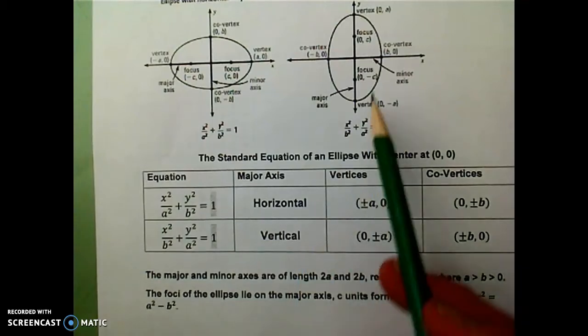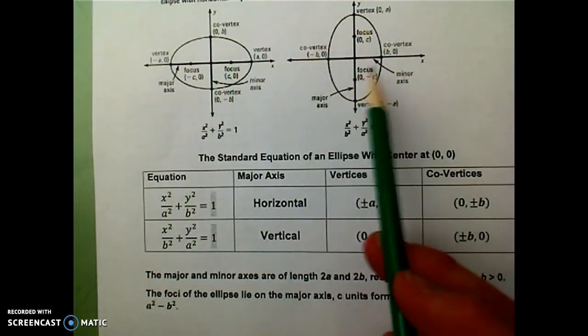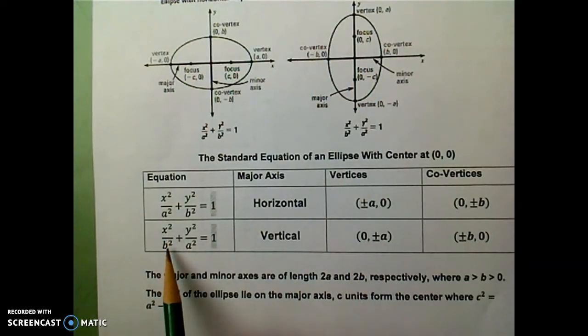If it looks the other way, taller than it is wide, x squared over b squared plus y squared over a squared equals 1. So now our major axis is vertical. The vertices are at (0, a) and (0, negative a), so those are going to be on the y-axis. The co-vertices, the short way, are on the x-axis: (b, 0) and (negative b, 0).